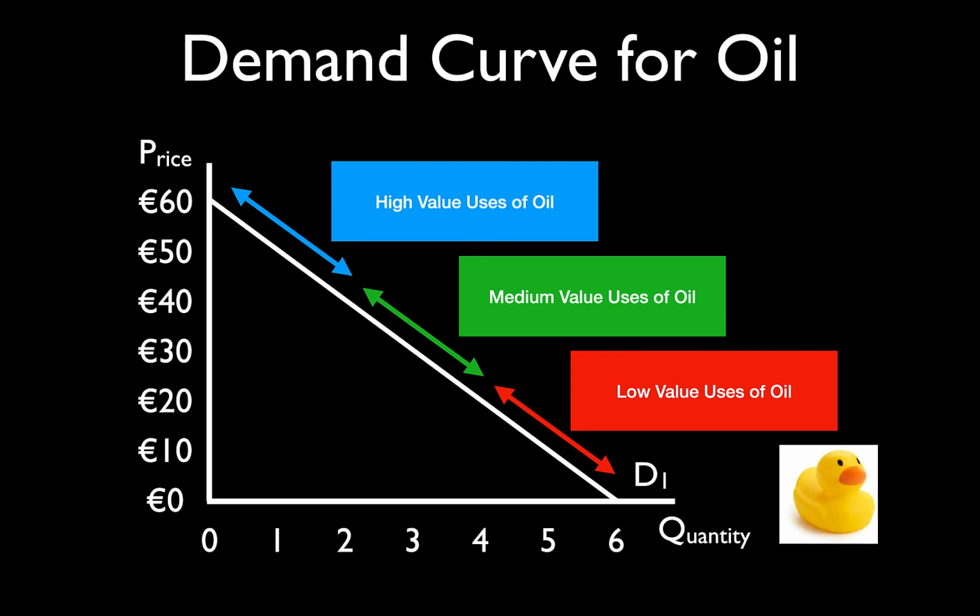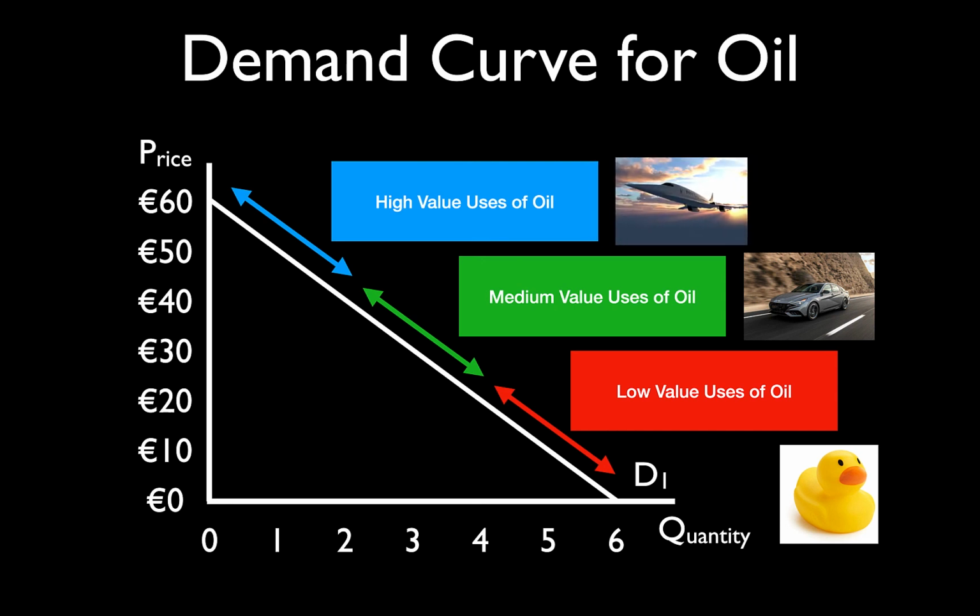So when we're talking about a low value use of oil, well, oil can be used to make plastic, which is used to make a rubber ducky. All right, maybe some people like to use it. I've never really understood the appeal of it, but hey, I'm not here to judge. A medium value use of oil would be like petrol for your car. I'm not here to judge about that either. And a high value use of oil is something like petrol for a jet plane. There's very few substitutes. If you want your jet to go, you need petrol.